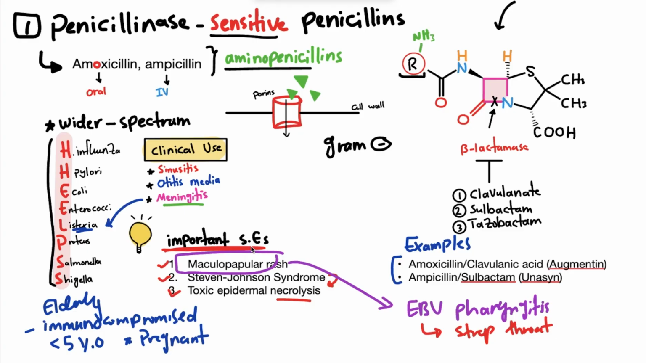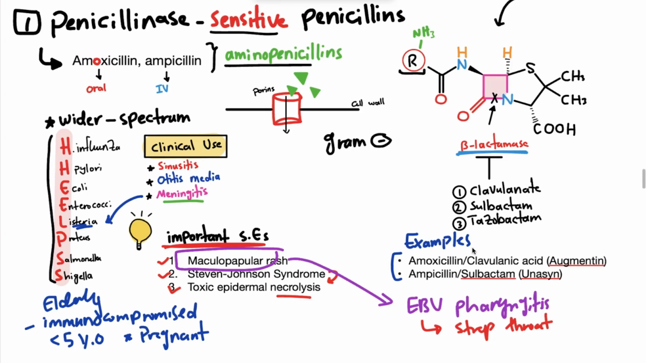In this case, we have to suspect that it's actually a viral pharyngitis that we have confused with strep throat, and we have to adjust the treatment accordingly. And examples of commercial drugs include Augmentin and Unasyn: Amoxicillin clavulanic acid, and Ampicillin and sulbactam.